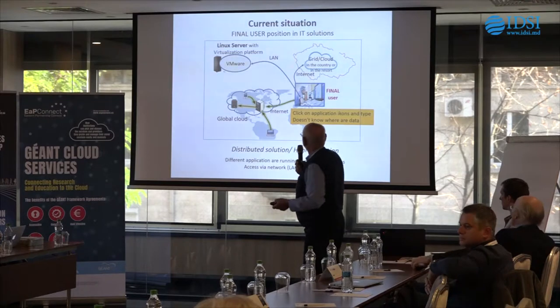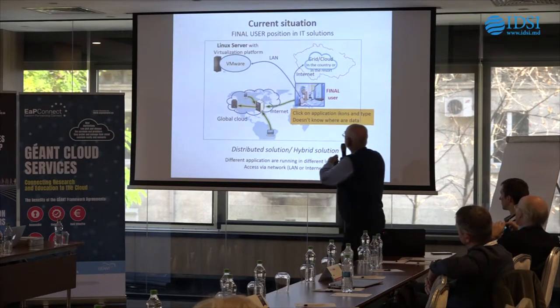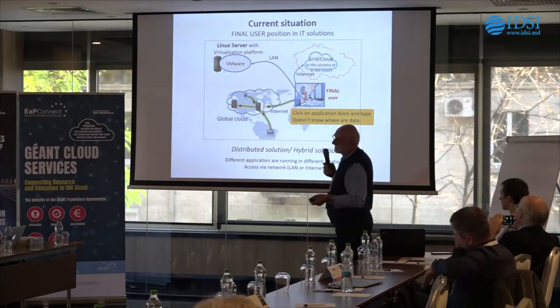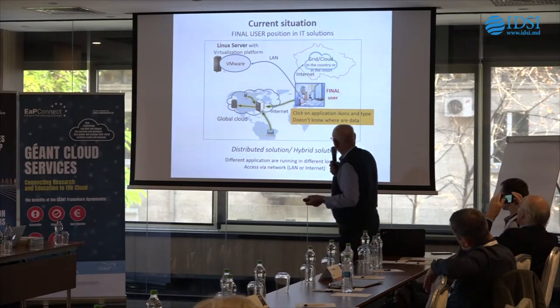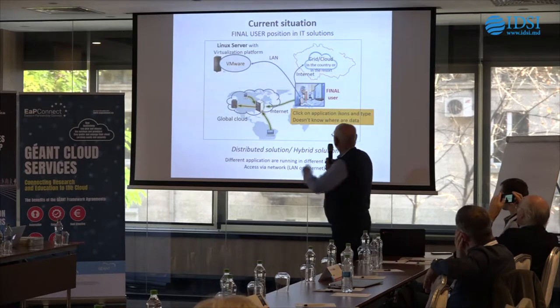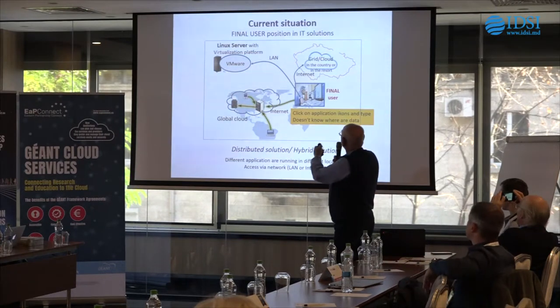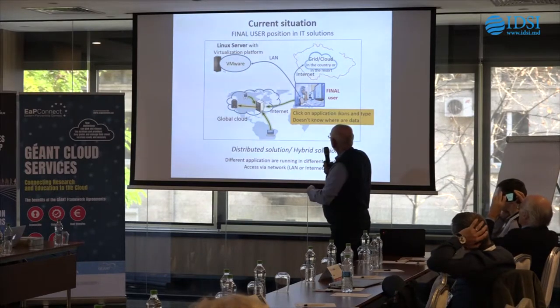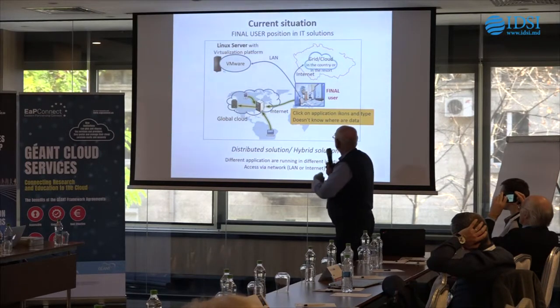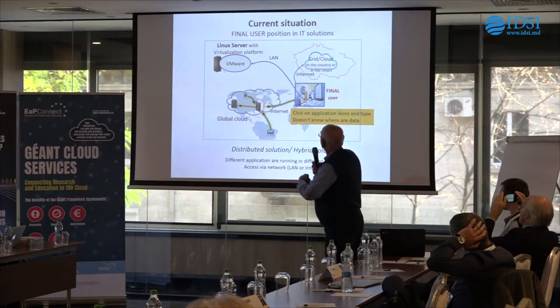So currently the position of the final user is that he can select what he wants, okay? So it depends on the people who are working for the final user, so they can run on the virtualization platform, which is the local, or you can use the global cloud, or you can use the grid or cloud in the country in frame of the NRM, for example, okay?